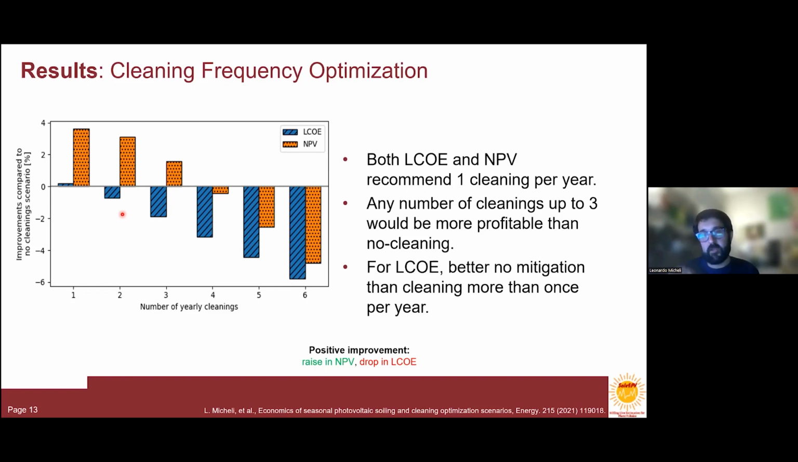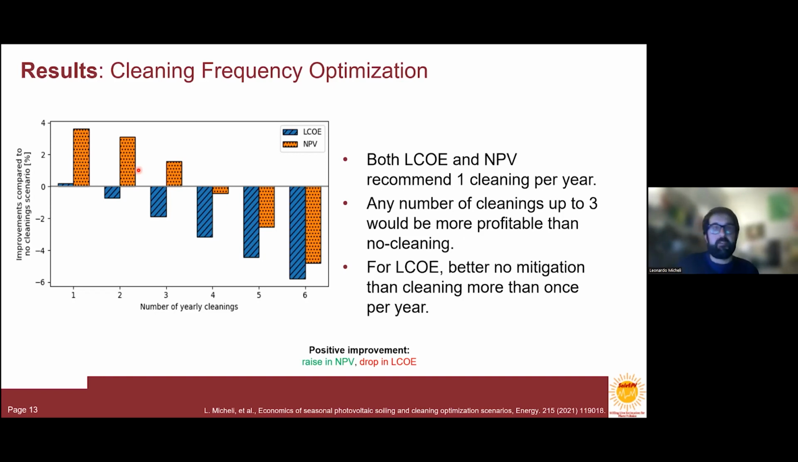Despite that, even if the cost of producing electricity is higher, we are still making a profit out of the investment. The NPV is still bigger than the NPV we would get if no cleaning was done. So cleaning 2 or 3 times is still more profitable than not cleaning at all at this site, but it causes an increase in the cost of producing electricity. So when we want to run cleaning optimization, we really have to understand what our goal is, because different metrics might give us different recommendations.